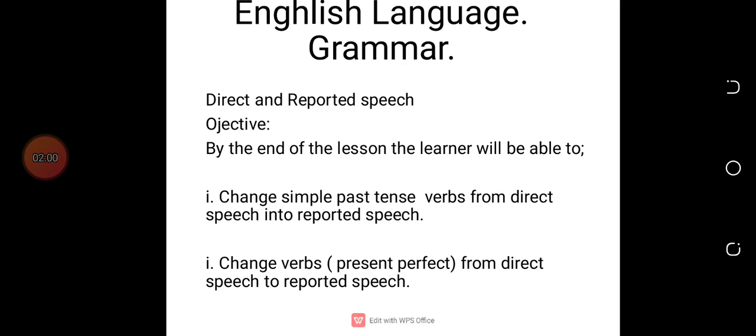For today's lesson, we will mainly look at these objectives I stated earlier. We are going to change simple past tense verbs from direct speech into reported speech, and also change verbs from present perfect in a direct speech to reported speech. I'll also take you through what a simple past tense is and a present perfect verb is.